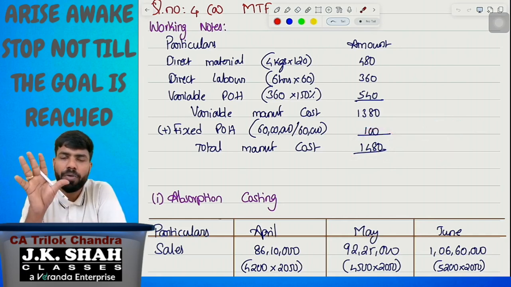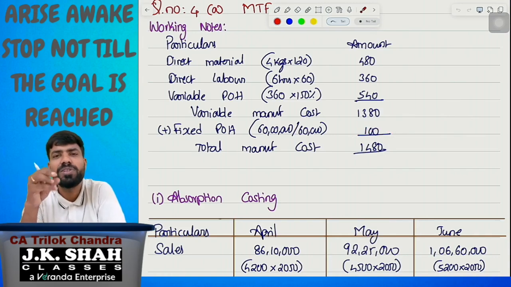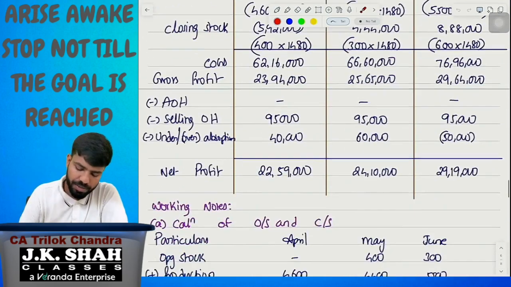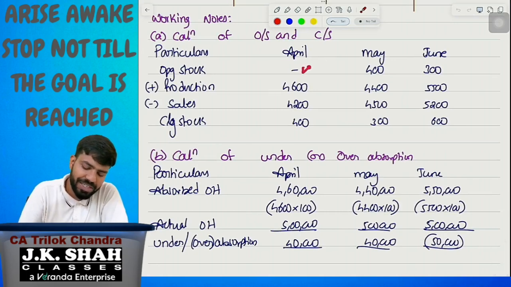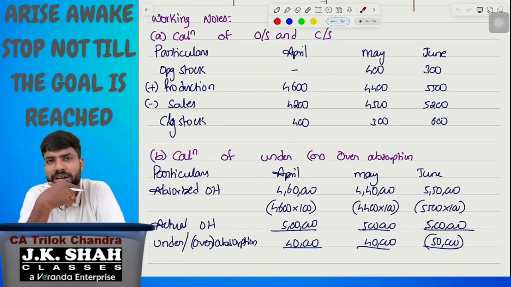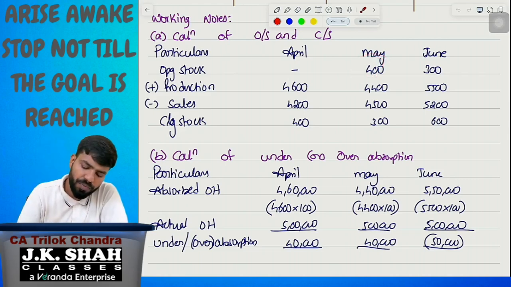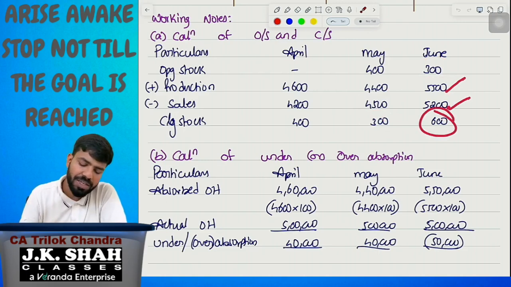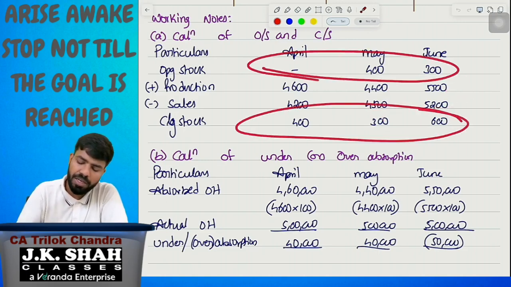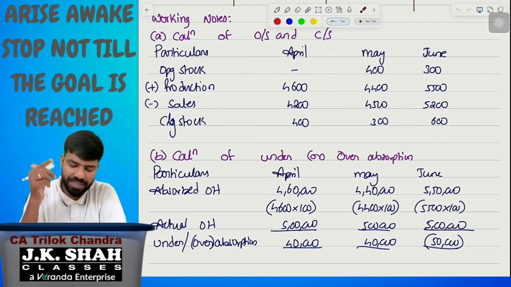Are you understanding? Now, before proceeding further, let us understand how many units are opening stock and how many units are closing stock. Look at here. Initially it is 0. Production is 4,600 in April and sales is 4,200 in April. Closing stock is 400. The same closing stock comes as opening stock for May. In May, 4,400 units produced and sales is 4,500 units. Closing stock is 300, and the same 300 comes as the opening stock in June. Production is 5,500, sales is 5,200, closing stock is 600. So this is the opening stock, this is the closing stock, and this is the production.